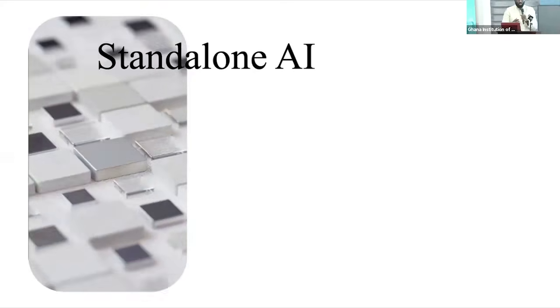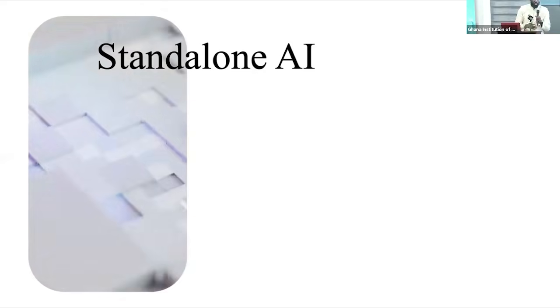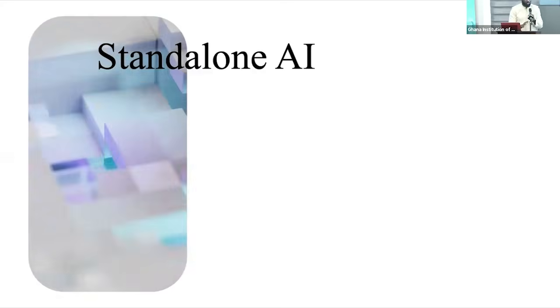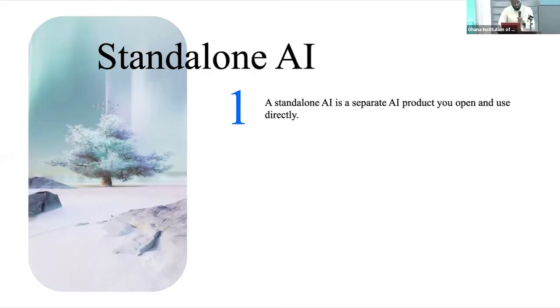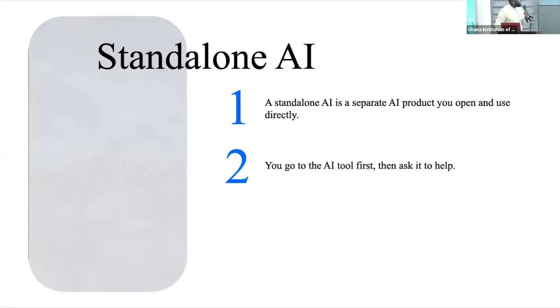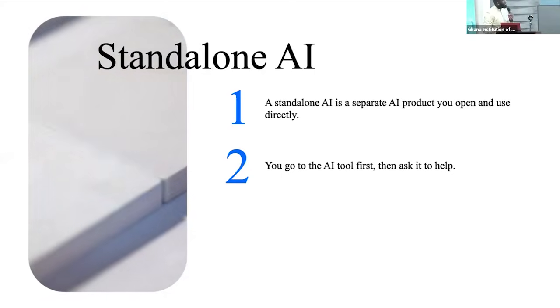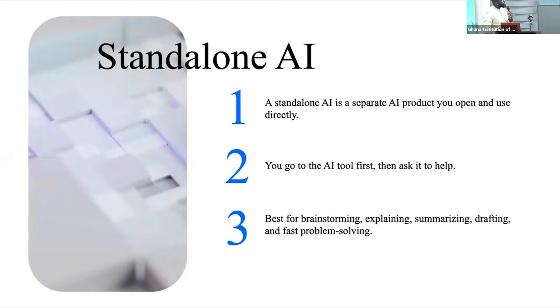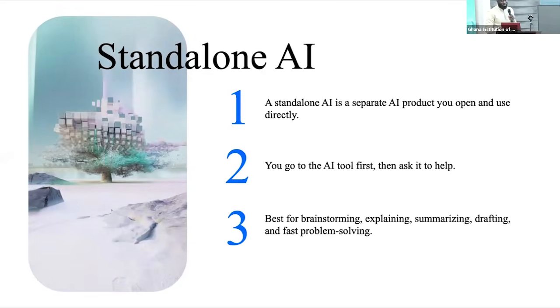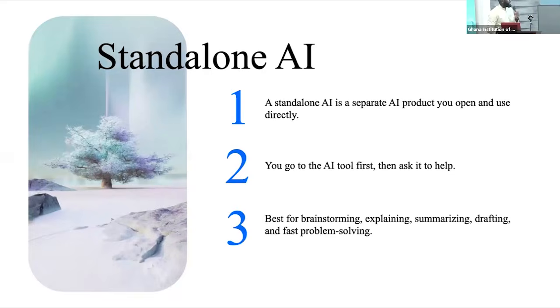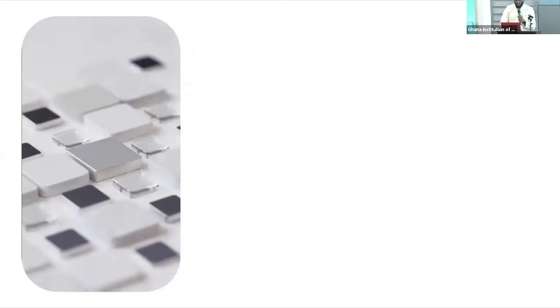Now we go a little bit further. Like Prof said, the most popular ones that we usually use, ChatGPT, Google, are the standalone AIs. There are many of them. What these do is that they are separate AI products that you can just open and use directly. So all you have to do is go to the AI tool and ask it to help you. You go to Google and tell Google, do this, do that, do this for me. It's best used for brainstorming, explaining, summarizing, drafting, and it's also fast for problem solving.